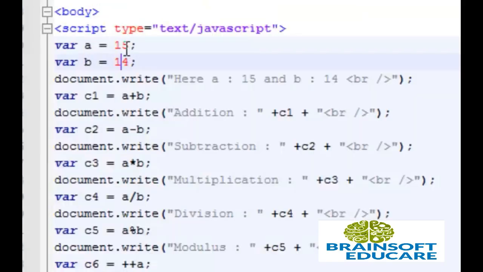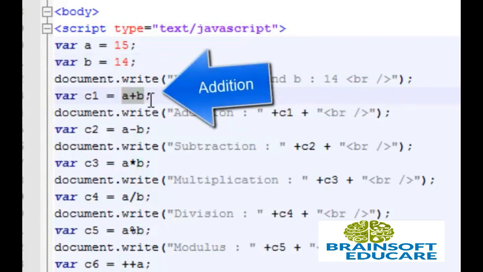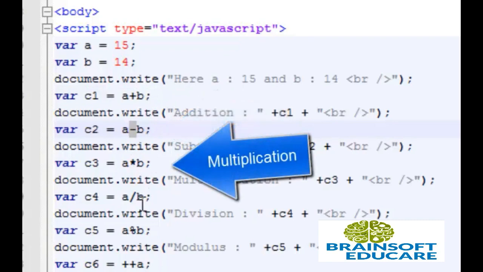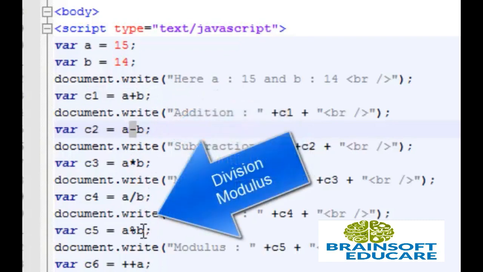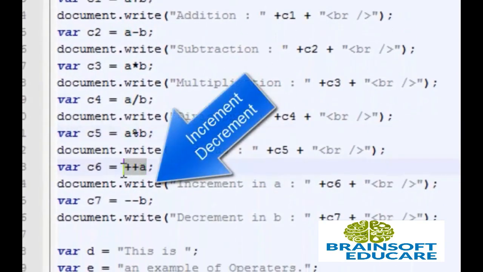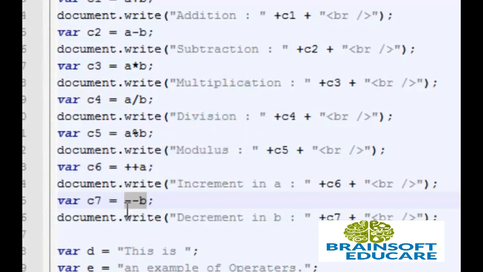Here, simply, we have variable A which has value 15, and B has value 14. Here C1 equals A plus B, it means here the addition operator. Here we used the subtraction operator, here the multiplication operator, then the division operator, then the modulus operator for remainder. Then here we used the increment operator, two plus signs. Here we used the decrement operator, two minus signs.